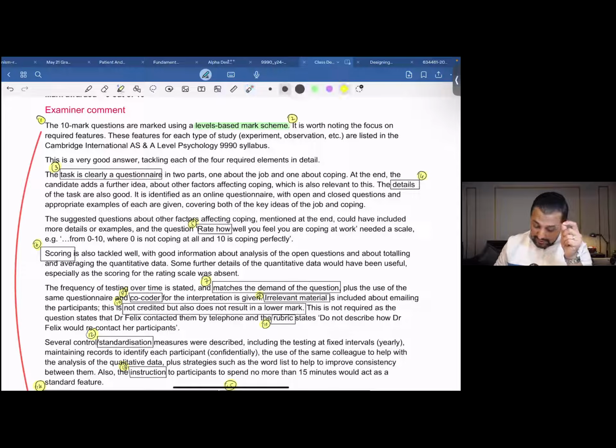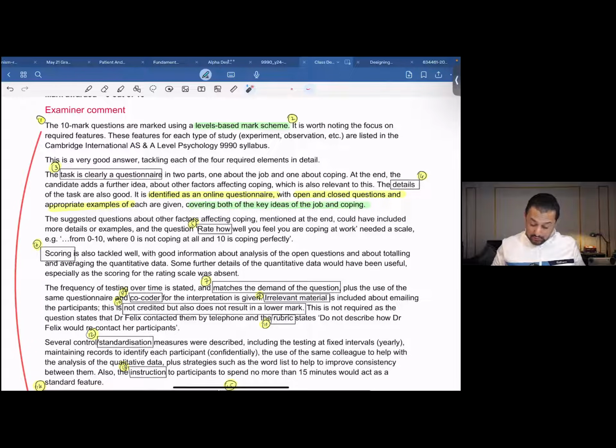Remember when I said you have flaunted your knowledge of research methodology? You have identified it well, you have given appropriate examples, and you have covered both of the key ideas of the job as well as coping. Moving on, the suggested questions about other factors affecting coping mentioned at the end could have included more details or examples. You first get done with what you're supposed to get done with, and then you try involving other things that you haven't really been asked for.